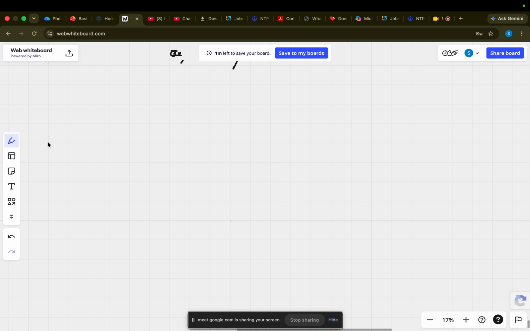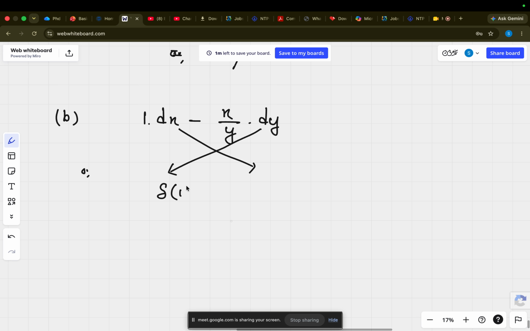Okay, one more thing I am giving. Suppose part B I am giving you this: dx minus x by y into dy. Try to do this. First of all, interchange them. So on this side I have nothing, which means it is multiplied by 1 only. If nothing is there, it is multiplied by 1. So now interchange, so y will come this side, x will come this side. So I can write del of 1 divided by del y.